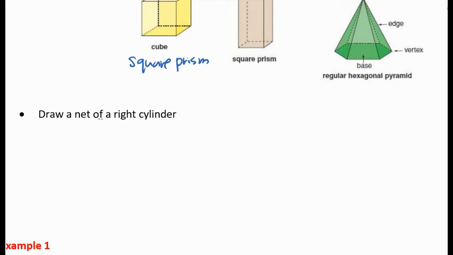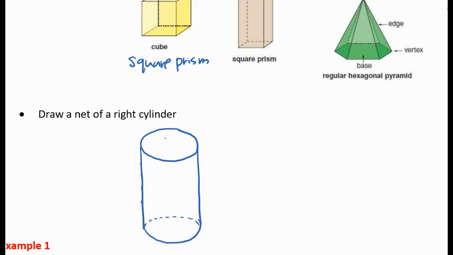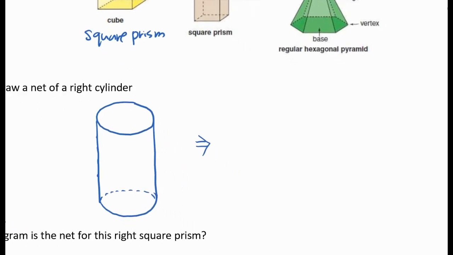Draw a net of a right cylinder. So everyone, a cylinder is also a prism because it has an identical top and bottom, right? If it has an identical top and bottom facing each other, we call it a prism. And let's make a net of a right cylinder.